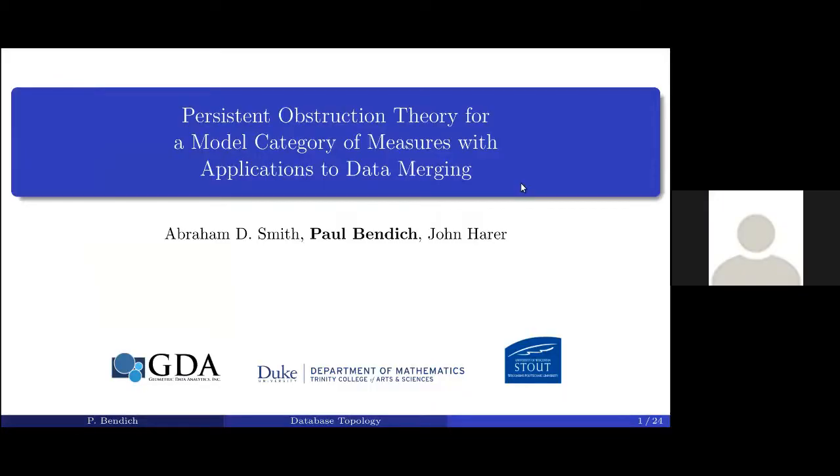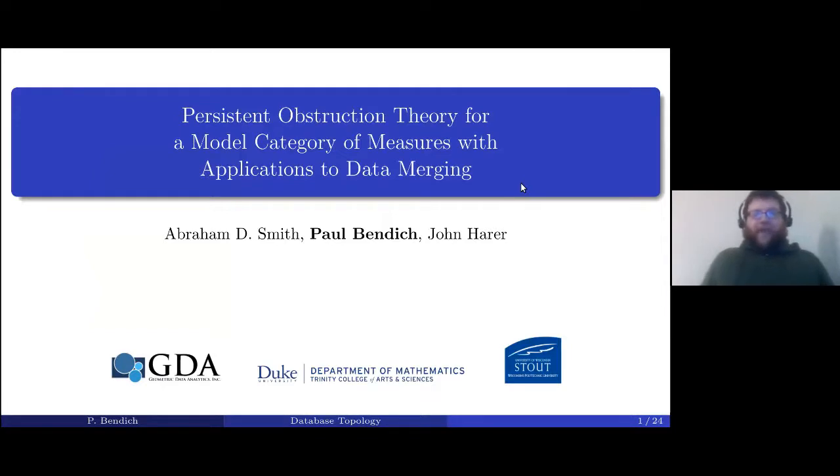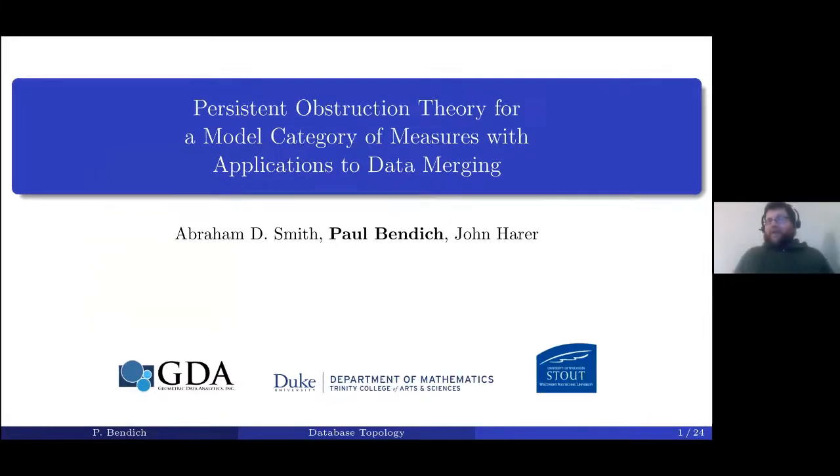Everyone see this okay? I came up with the snappy title when I realized that the previous title of our paper was a bit boring. This talk is about a paper called Persistent Obstruction Theory for a Model Category of Measures with Applications to Data Merging. My co-authors are Abe Smith and John Harrer.